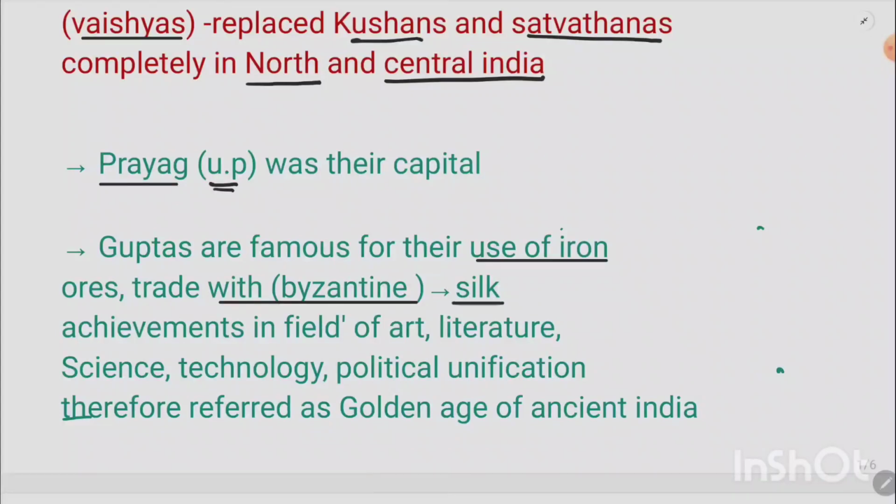That it was silk. Okay, now, also this Gupta Empire is also called the Golden Age of Ancient India. Why is it called the Golden Age of Ancient India? Because of all these facts: they had huge achievements in the fields of art, literature, science, and technology, and there was also political unification. This point is very important. Why political unification? Because it was the first time that India was united in such a way that there was a kind of centralization, or central control, in India. That was brought by the Gupta Empire.